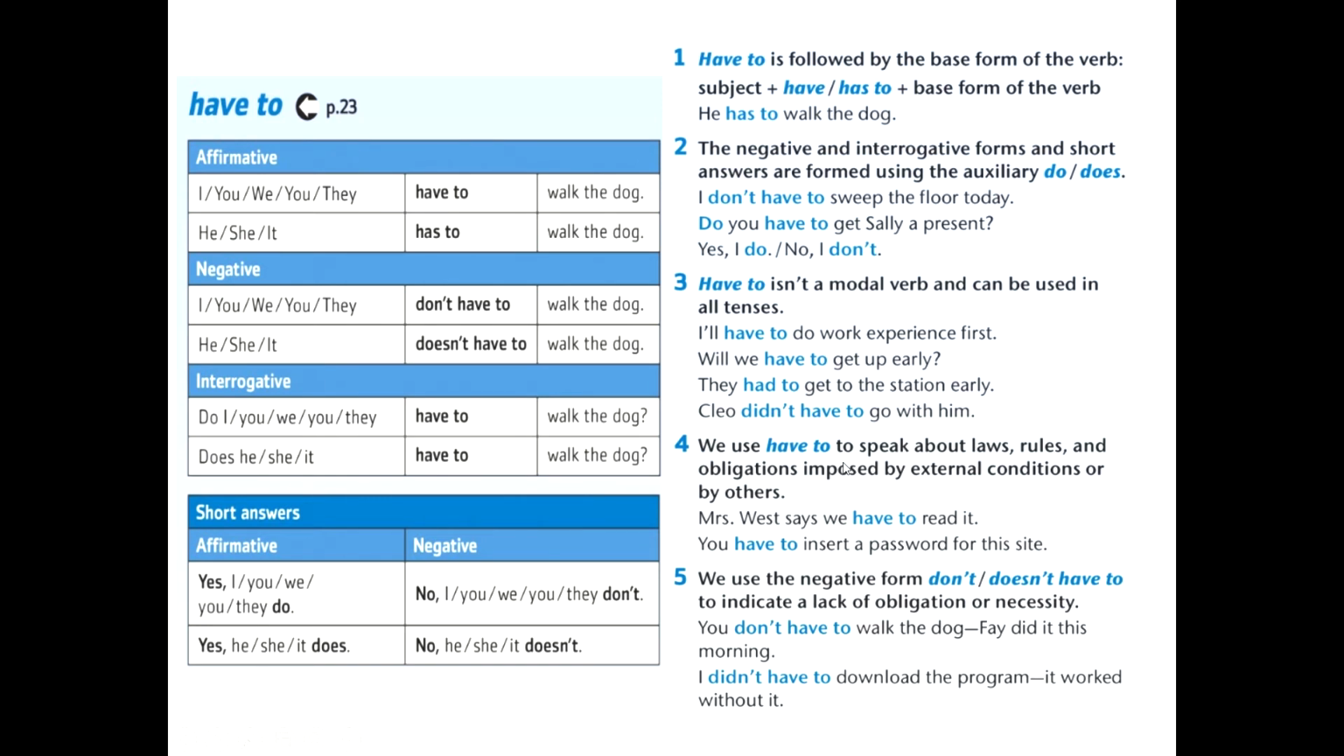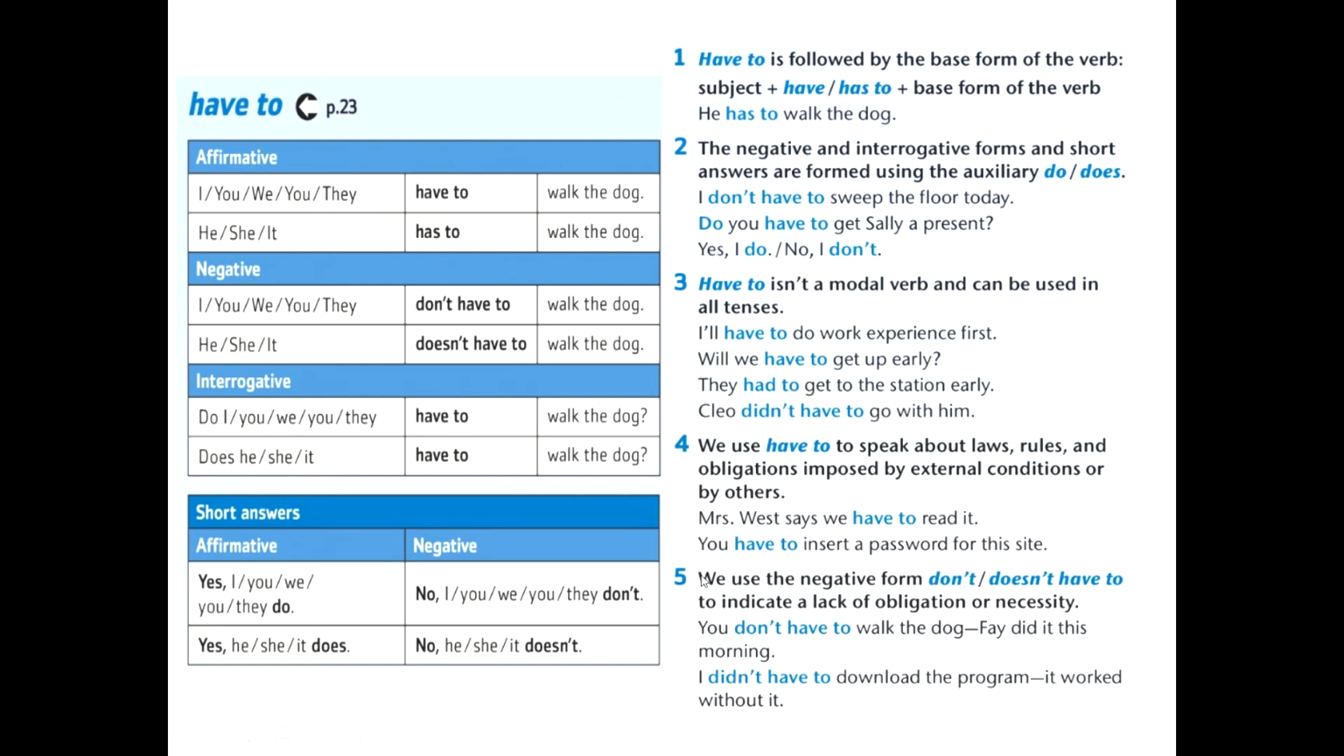We use have to speak about laws, rules, and obligations imposed by external conditions or by others. This means we use have to, okay, when we talk about laws, leyes, rules, okay? Obligations, external conditions, okay? We don't decide. We are mandated to do that. Mrs. West says we have to read it. You have to insert a password for this site. It's not your decision. It's an external condition.